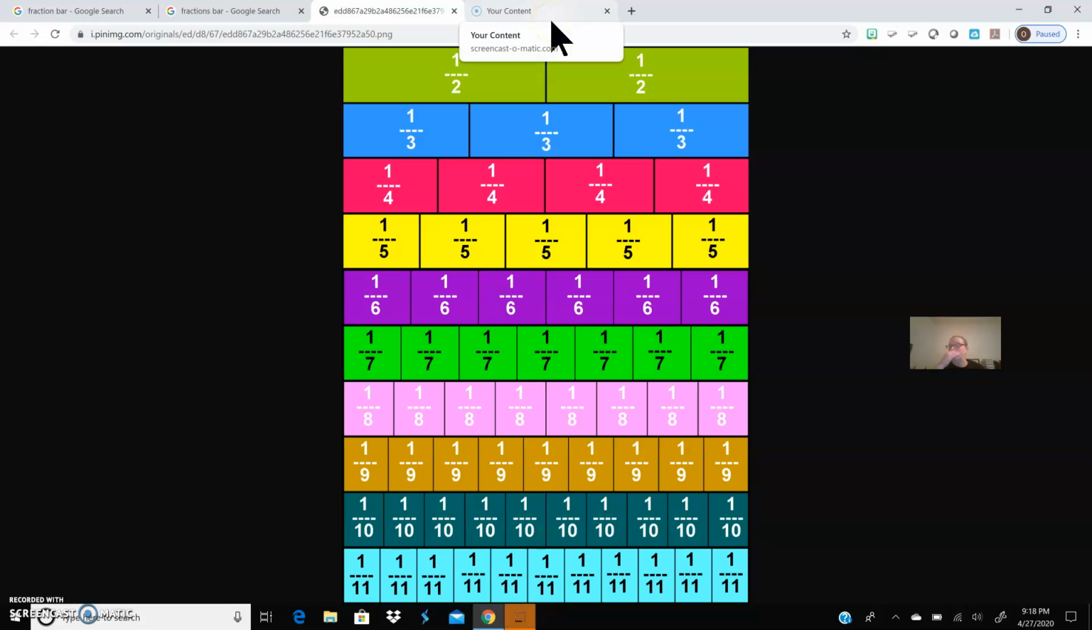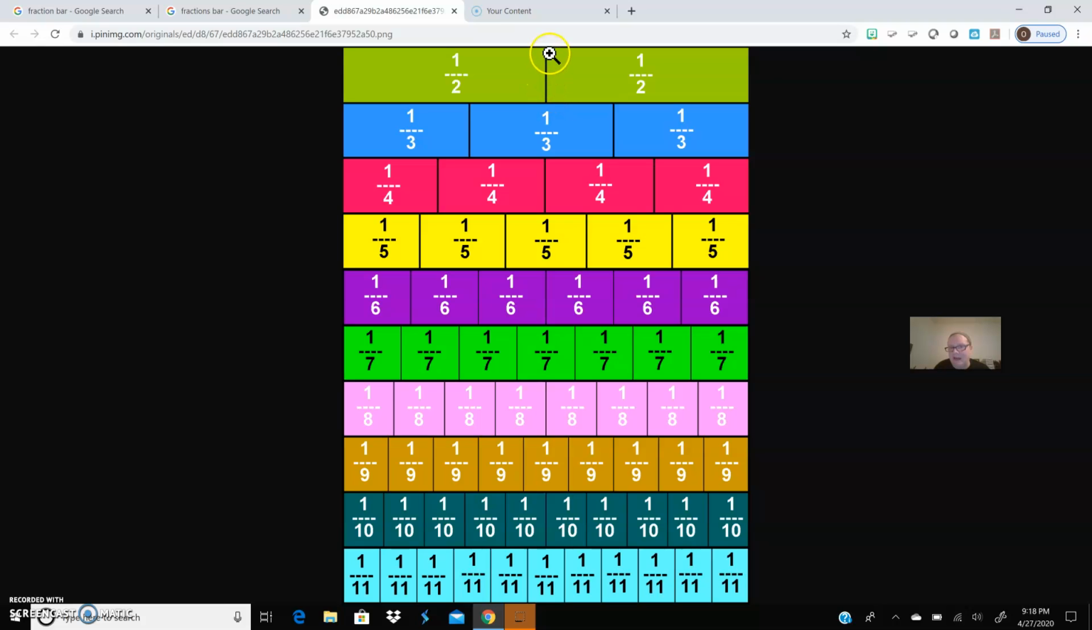Hi students, I'm going to go over how we look at fractions on a fraction bar to see if they're equal. Remember the fraction bar, we sort them out. So this piece up here, this is a whole piece. So I've got 1/2, 1/2, 1/3, 1/3, 1/3, 1/4, 1/4, 1/4, 1/4, and so on. So let's go ahead and start up at the 1/2.